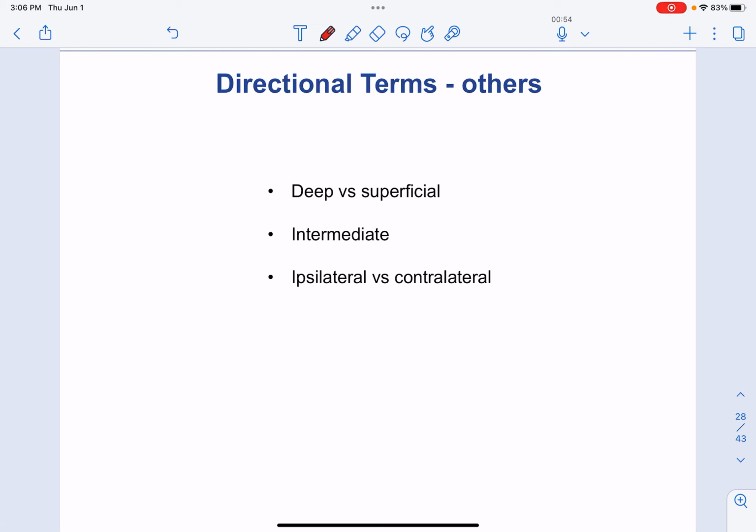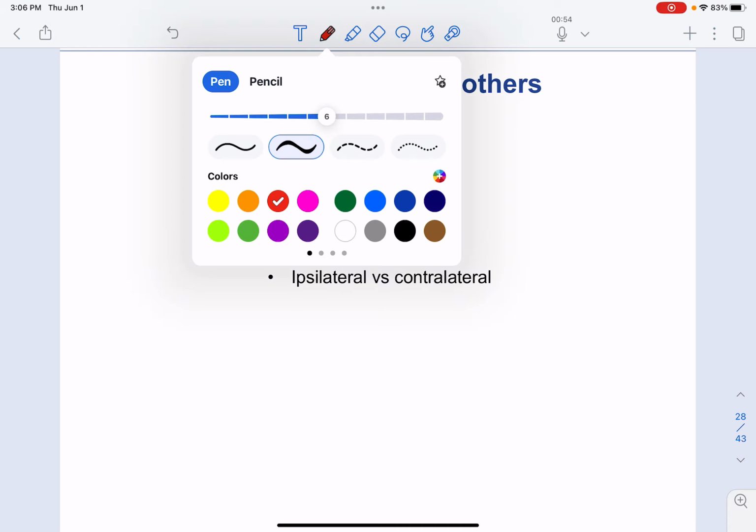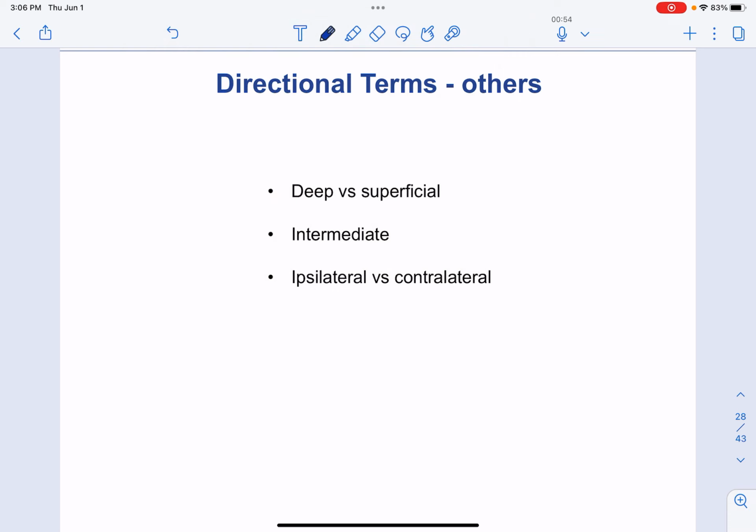All right, so to keep going, this is part 2 of lecture 1, and we're going to keep going on these directional terms. There's just a few others before we move on. That brings us to deep versus superficial. This is usually referring to the depth of something; we can talk about skin being superficial to muscle.